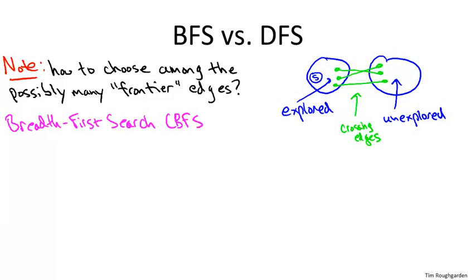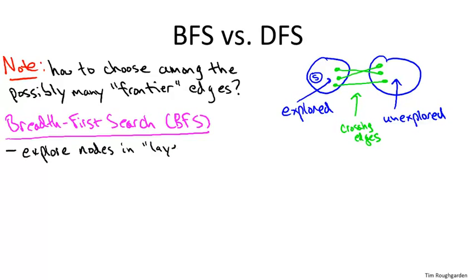So the goal is going to be to explore the nodes in what I call layers. The starting point S will be in its own layer, layer 0. The neighbors of S will constitute layer 1. And then layer 2 will be the nodes that are neighbors of layer 1, but that are not already in layer 0 or layer 1, and so on. So layer i plus 1 is the stuff next to layer i that you haven't already seen yet.